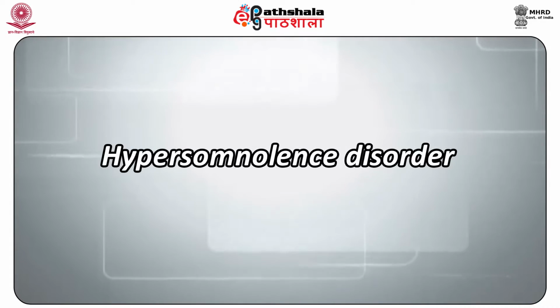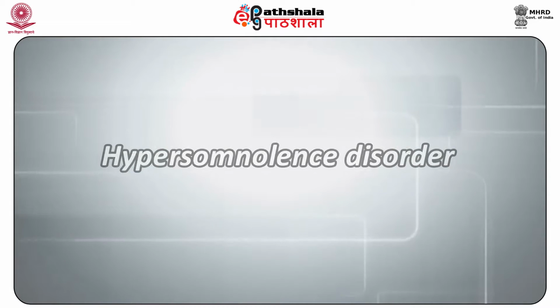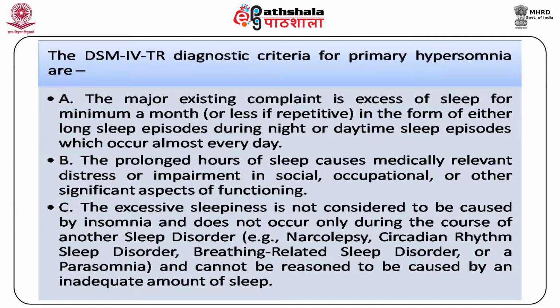So next category we have is hypersomnolence disorder, which was formerly called the primary hypersomnia, which is sometimes referred to as sleep drunkenness. It is a pattern of excessive sleepiness during daytime hours, occurring at least 3 days a week for a period of at least 3 months. According to DSM-4TR, the diagnostic criteria for primary hypersomnia is as follows.